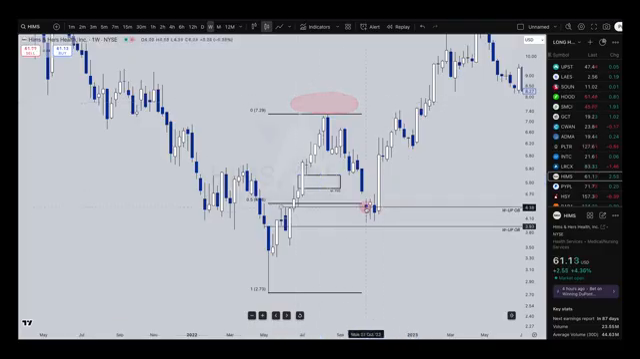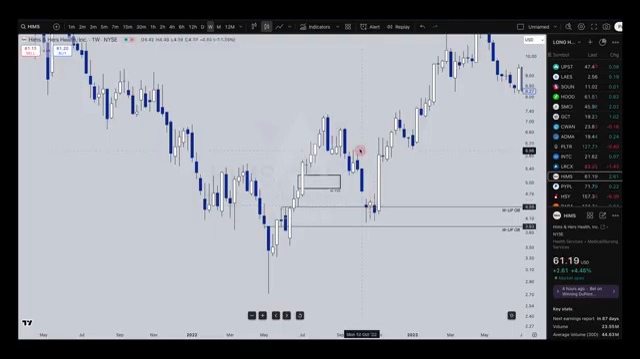Your trade is going to be from this mitigation block. When price comes into this mitigation block, then you're looking for an entry and you want to take a trade from this mitigation block, targeting the sell side liquidity in the market.